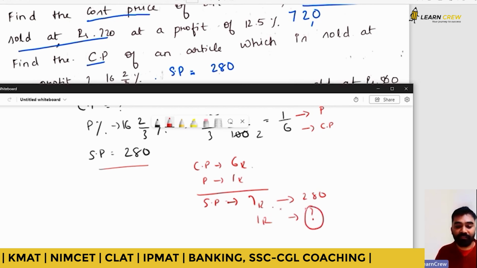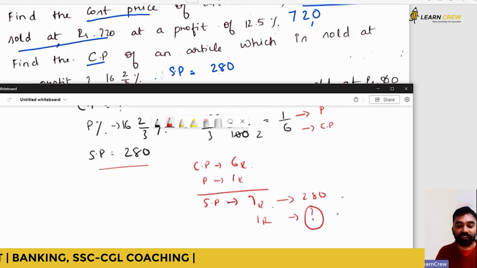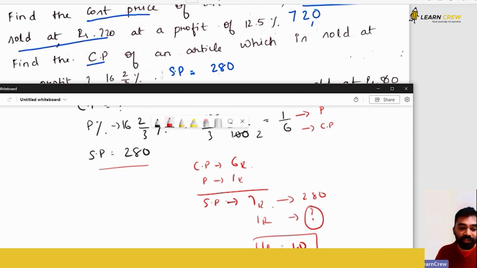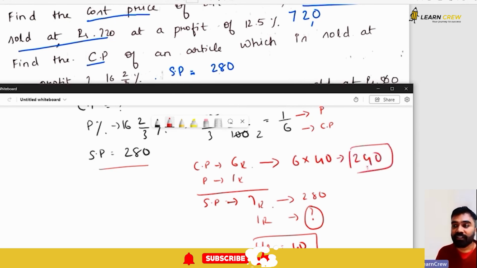1 into 280 divided by 7. So 280 divided by 7 will give you 1R equal to 40. Right? 1R equal to 40. If 1R equals 40, what is 6R we need to find out. 6 into 40 is going to give me 240. This is the answer. Clear? Step by step. No mistake should be done.